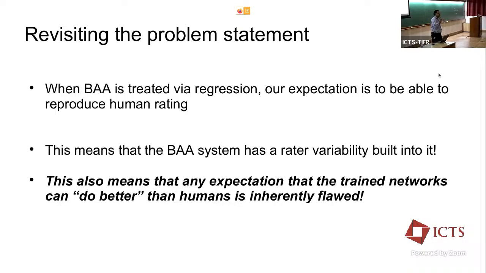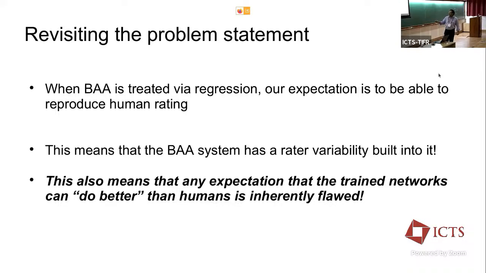You're trying to get closer and closer to what multiple humans would say this match is. Multiple humans, not a single human, right? So you're trying to approximate what a clinical rating would be if this image had been shown to multiple specialists. That's what you're after, okay? This means that the bone aging system has rater variability built right into it, in the very process of what you expect and how you are going about solving this problem. Inter-rater variability is built into the system, right?